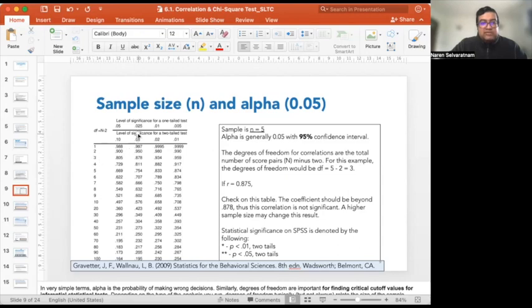Our level of significance for the two-tailed test is 0.05. So for 3 and 0.05, our resulting value should be greater than 0.878. That's the cutoff point. If your study is statistically significant, the resulting correlation has to fall beyond 0.878. But our correlation has a value of 0.875.